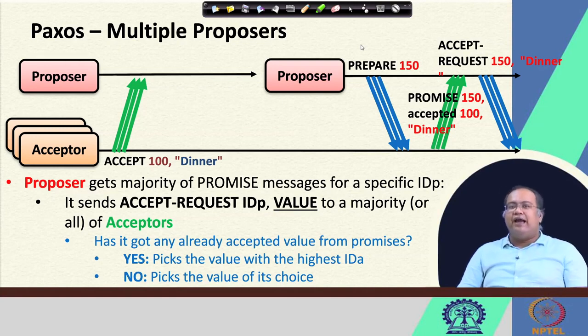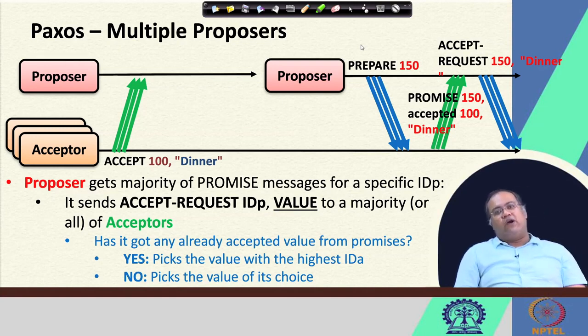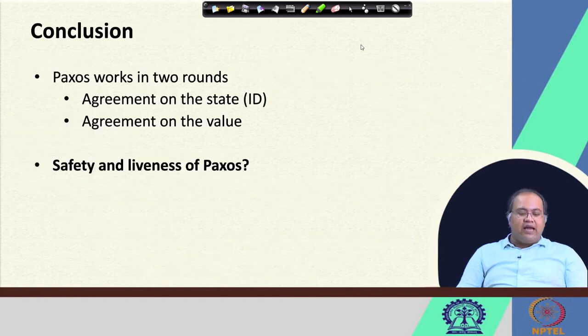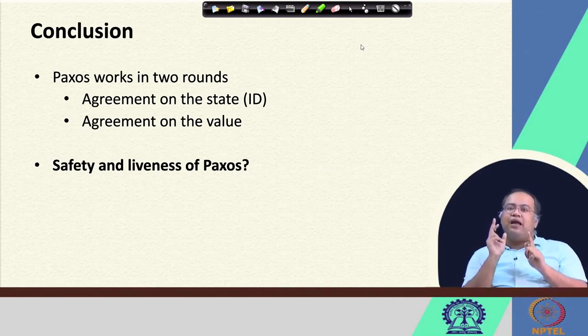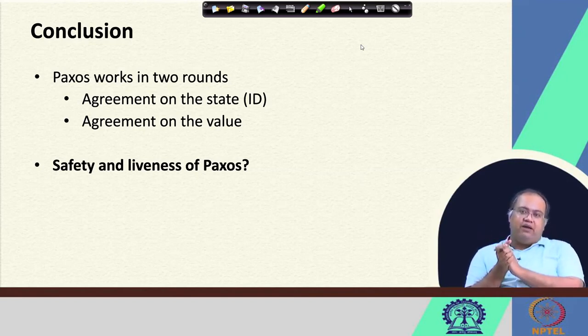So, what we see here is that Paxos gives a nice construction. It works in two rounds. In the first round we are making an agreement on the state with the help of this ID, and then we are making an agreement on the value. And this synchronization among the state and a value is helping me to handle the asynchronous behavior of the network.